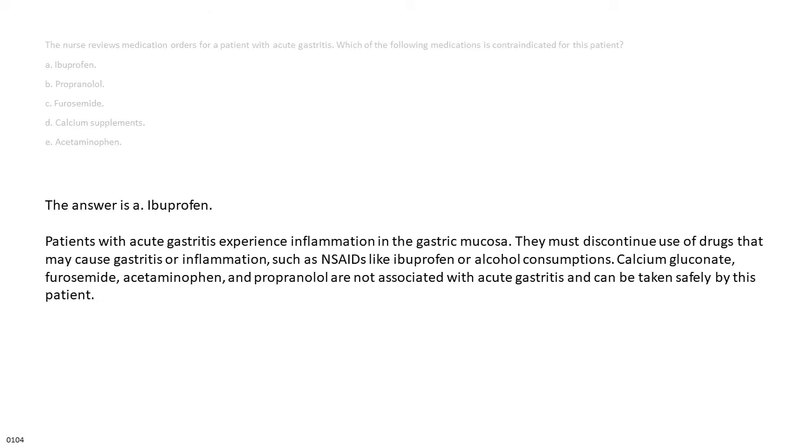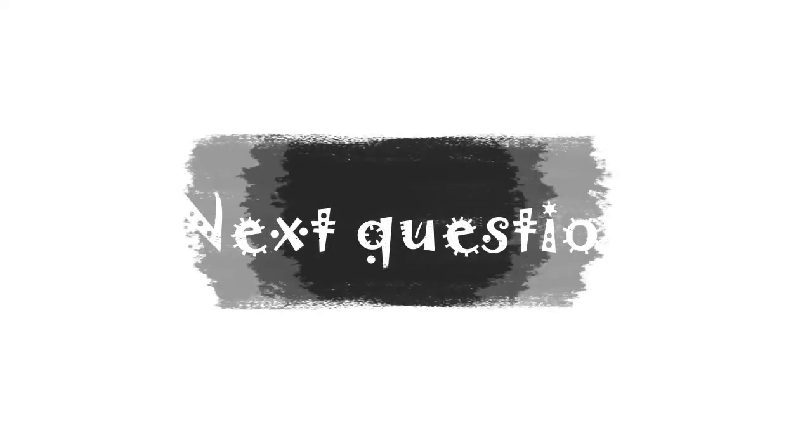The answer is A. Ibuprofen. Patients with acute gastritis experience inflammation in the gastric mucosa. They must discontinue use of drugs that may cause gastritis or inflammation, such as NSAIDs like ibuprofen or alcohol consumption. Calcium gluconate, furosemide, acetaminophen, and propranolol are not associated with acute gastritis and can be taken safely by this patient.